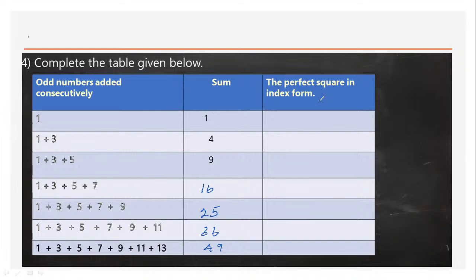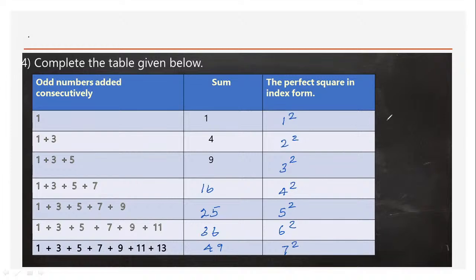Then the perfect square in index form. Now we have to write this perfect square in index form. I will write 1 squared, 1. Then 4 we can write as 2 squared. 9 we can write in index form as 3 squared. 16 you can write as 4 squared. 25 as 5 squared. 36 as 6 squared. 49 as 7 squared. Right?